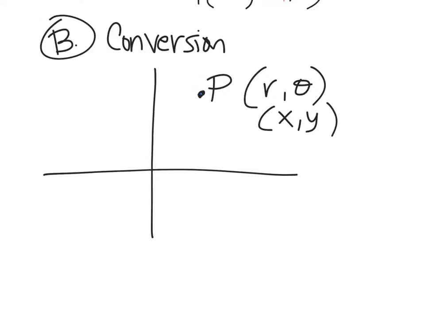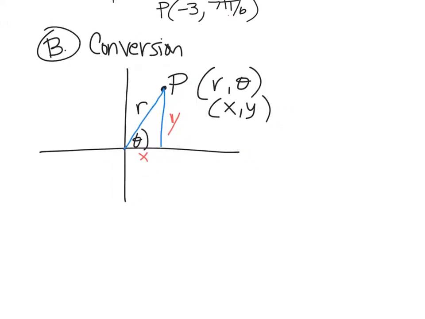Go ahead and drop a perpendicular down. So this right here is r, and this is theta. And in this triangle, I also have x and y, because those are the other ones. So when we're trying to convert from one to the other, we can say that x is equal to r cosine of theta.